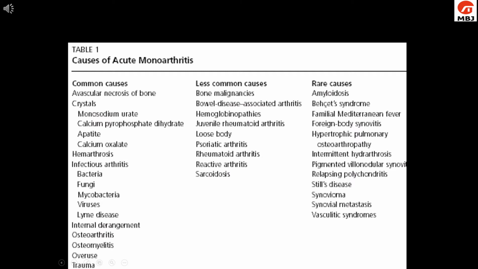overuse. Less common causes are malignancy, psoriatic arthritis, rheumatoid arthritis, and very rare causes are amyloidosis, Behcet's syndrome, familial Mediterranean fever. These are the less common causes.